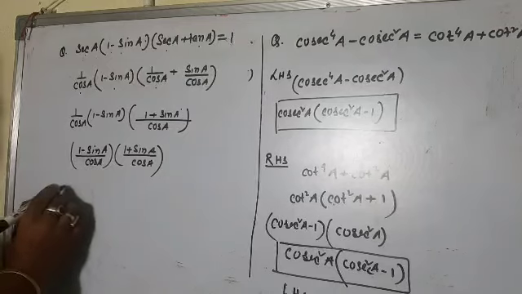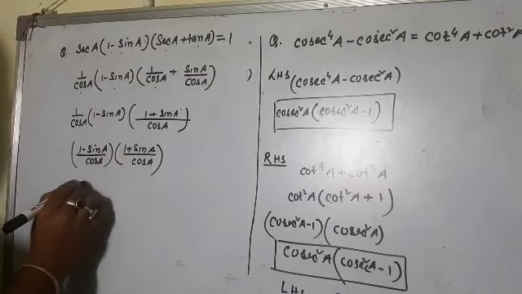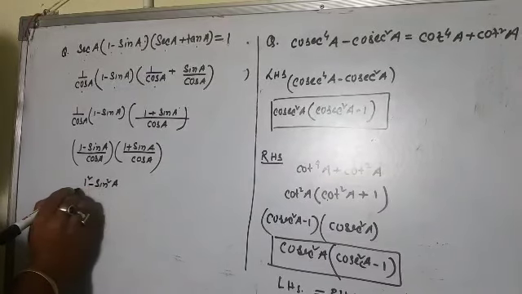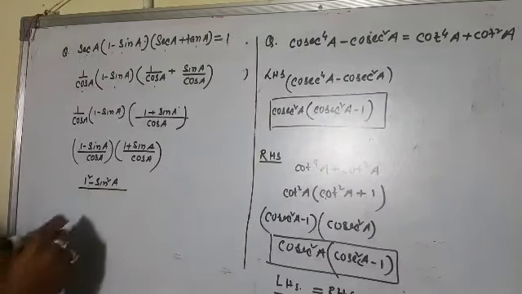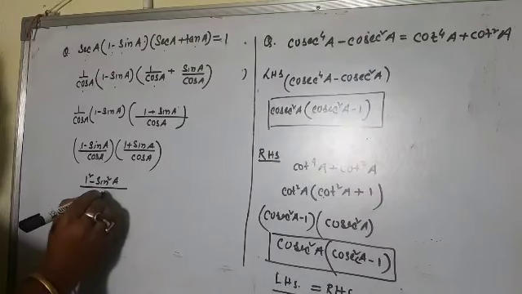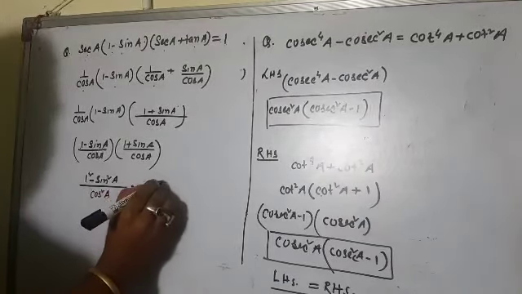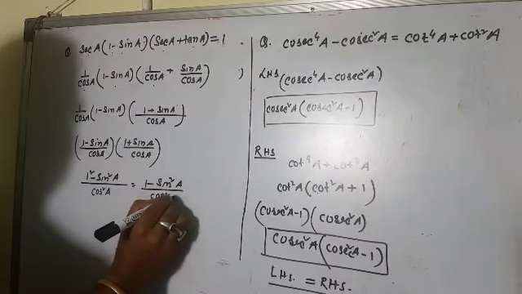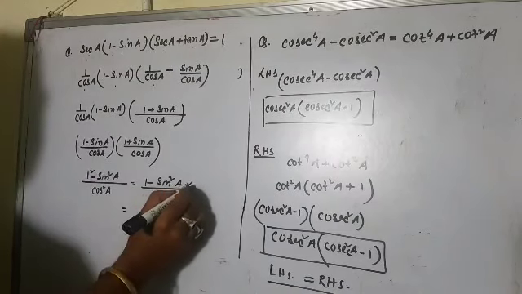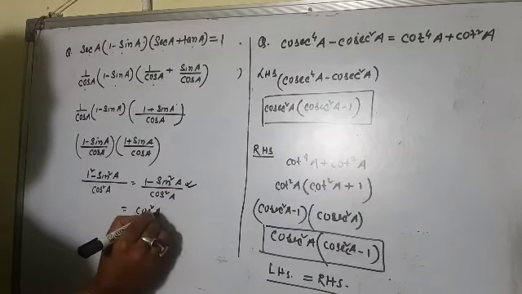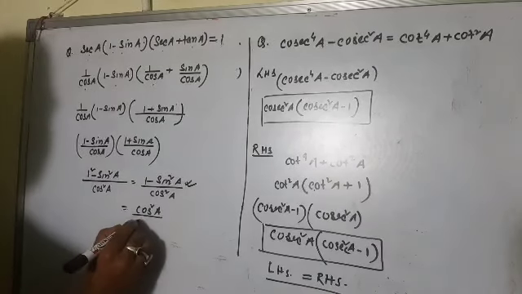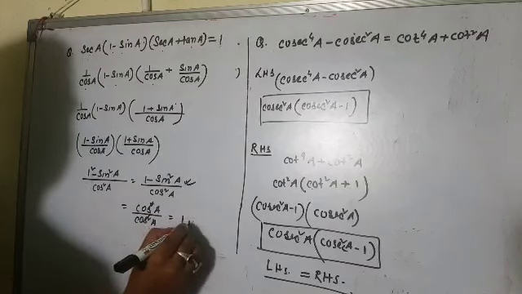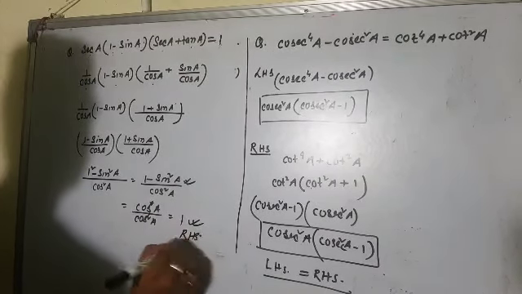So that is what? (a minus b)(a plus b), so a square minus b square by cos square a. So that is 1 minus sin square a by cos square a. 1 minus sin square a we can say cos square a according to the identity, and here by cos square a. So this also cancels, and it is 1. So that is your RHS.